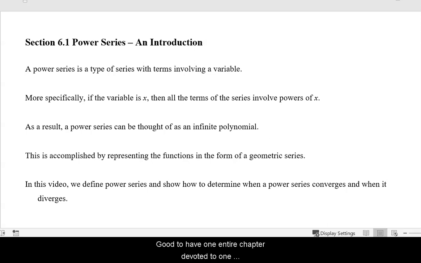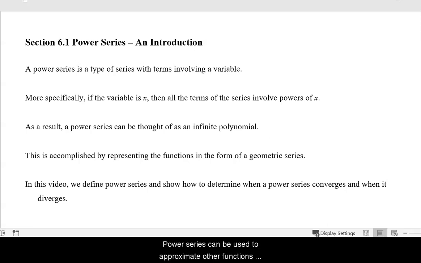But to have one entire chapter devoted to one particular type of series should indicate to you how important power series are. Power series are one of the most powerful tools that we have coming from calculus. They're used every day in the real world in all kinds of different fields, from economics, medicine, to biology, to physics, to chemistry, anything you can think of, business.